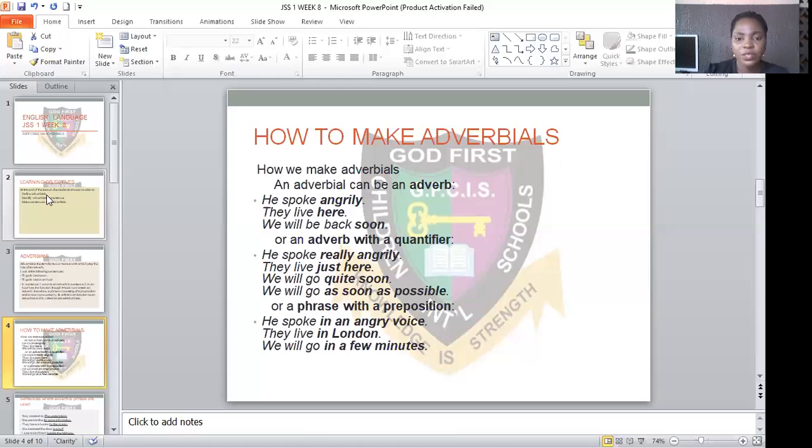Also, an adverbial can be a phrase with a preposition. He spoke in an angry voice. So, in an angry voice explains the manner in which he spoke. This is an adverbial phrase, and it answers the question how. How did he speak? They live in London. We will go in a few minutes. So in a few minutes here is an adverbial. This is simply how to make an adverbial.